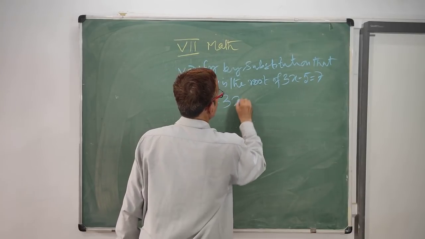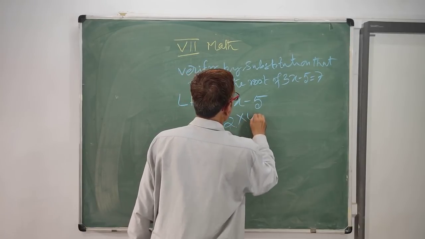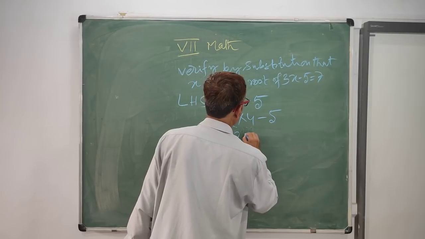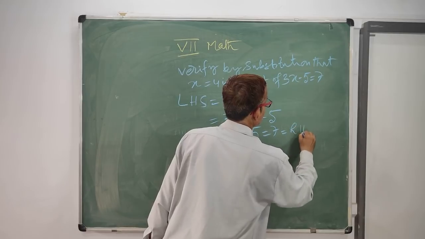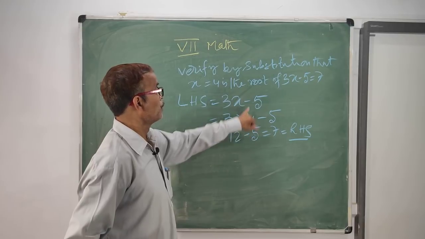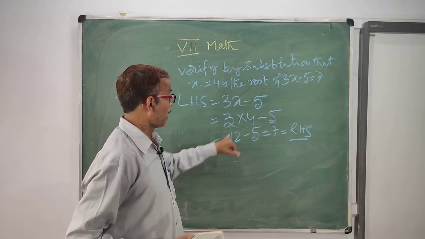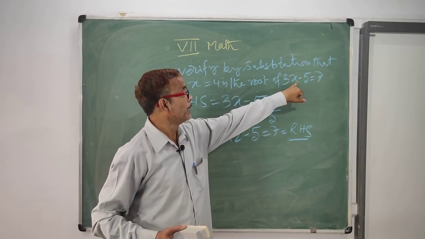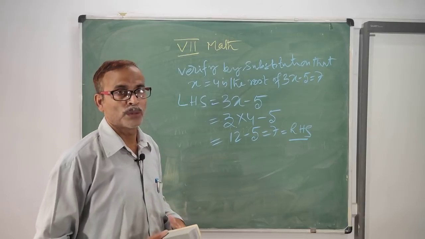LHS equal to 3x minus 5. This is equal to 3 into 4 minus 5. This is equal to 12 minus 5 equal to 7. This is equal to RHS. Here we have put x equal to 4, or we have substituted x equal to 4 in this equation, and after putting x equal to 4 in this equation, we have got left hand side equal to right hand side. So x equal to 4 is a root of the equation.